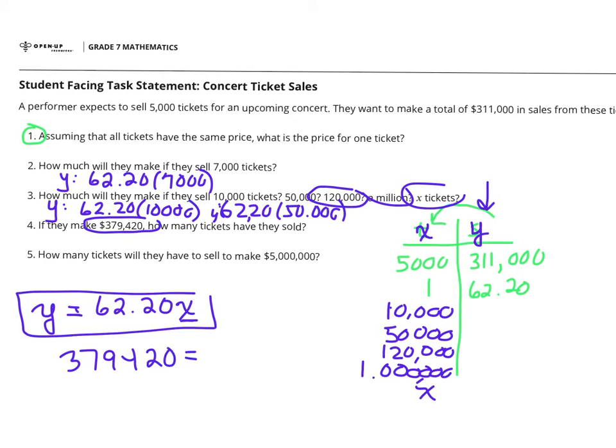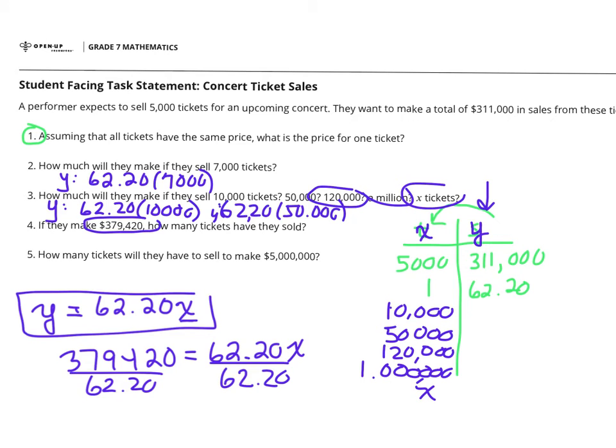379,420 equals 62.20 times X, and I want to find out what X is. Well, let's see. That amount is 6220 times X. The way I would solve that is I would divide by that constant of proportionality, or divide by the 6220. And I would get my answer.